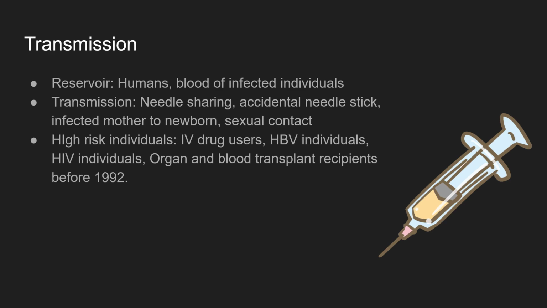So, with these transmissions in mind, high-risk individuals would include IV drug users, people that share needles or could share needles, also people with hepatitis B or HIV, since their immune system is at risk, and also organ and blood transplant recipients, not donors, before 1992 specifically. And there is a good reason for this that I will discuss later on in this video slideshow.